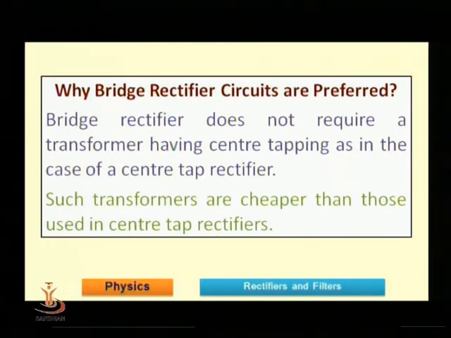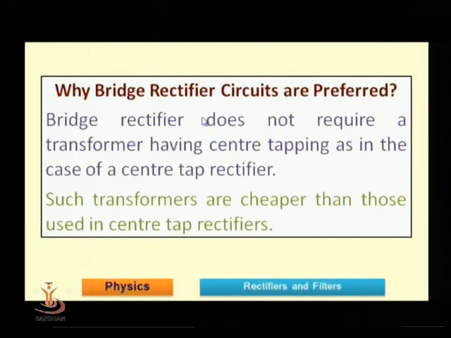Now here is the question. One is picking the bridge rectifier as the most suitable rectifying circuit. So what are the reasons? Let me try to see. Bridge rectifier does not require a transformer having a center tapping. If you try to see the center tap type of transformer, the transformer secondary has been tapped. Here no center tap type of special transformer is required.